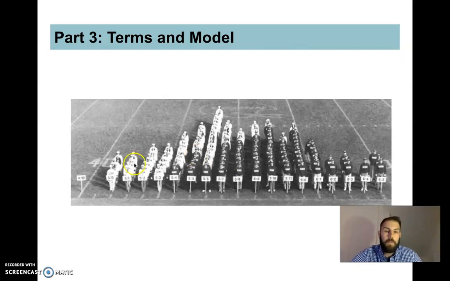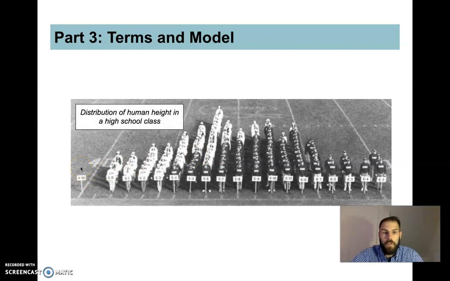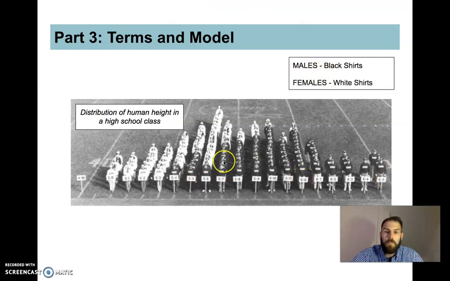So speaking of populations, this is a population of humans. Specifically, it's the distribution of human height in a high school class. So here are the amount of individuals that are 5 feet tall, and here's 5'6" and 6 foot and 6'5" over here. Now, the males are in black shirts and the females are in white shirts. So we could focus on the females if we wanted to, or the males, or we could look at the whole population all together. And what we start to see is that it almost looks like a bell curve. And it literally is, that's what mathematicians call this, a bell curve, because it looks like a bell.